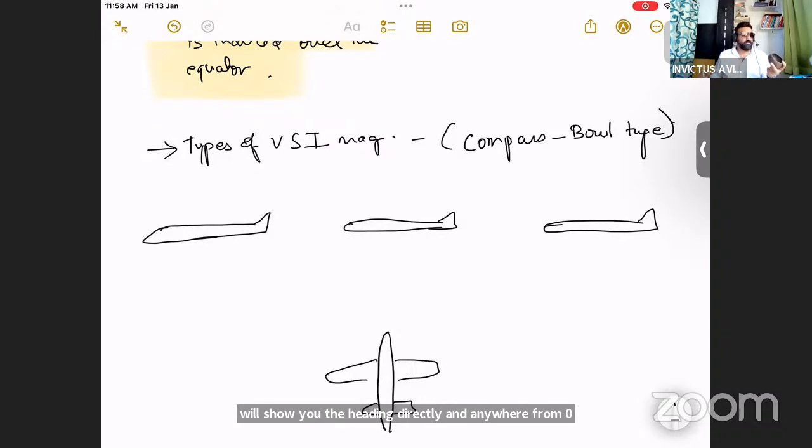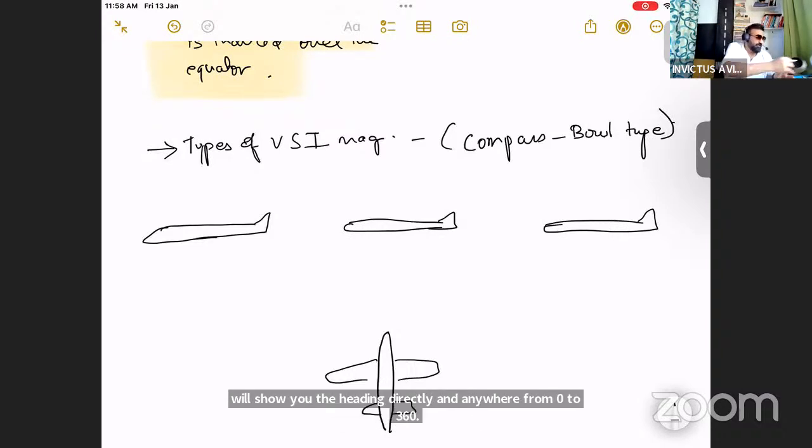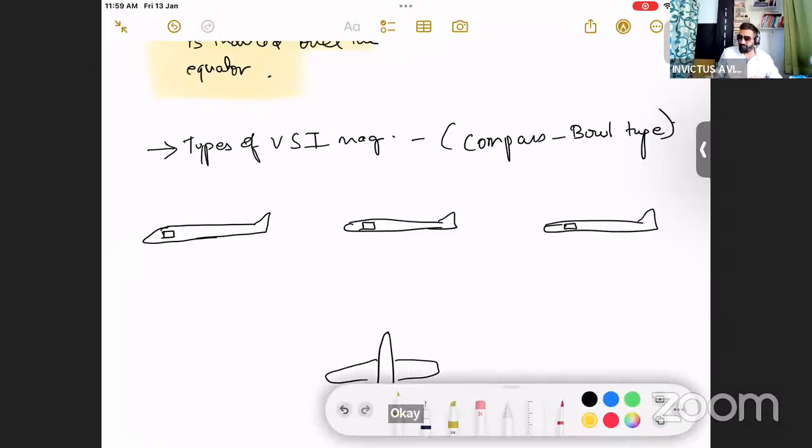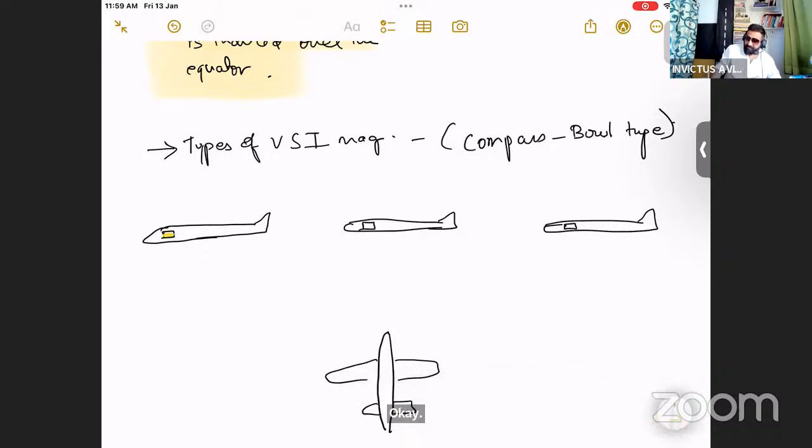Okay. So although this is a Tibetan bowl, this is not the compass bowl. Okay, it's too heavy to be induced in an aircraft compass. It cannot be used. But yeah. So let's say that bowl somewhere is here. Okay, here in the cockpit of these aircraft, direct reading compass. I'll just color it in yellow. So this is your magnetic compass, okay?